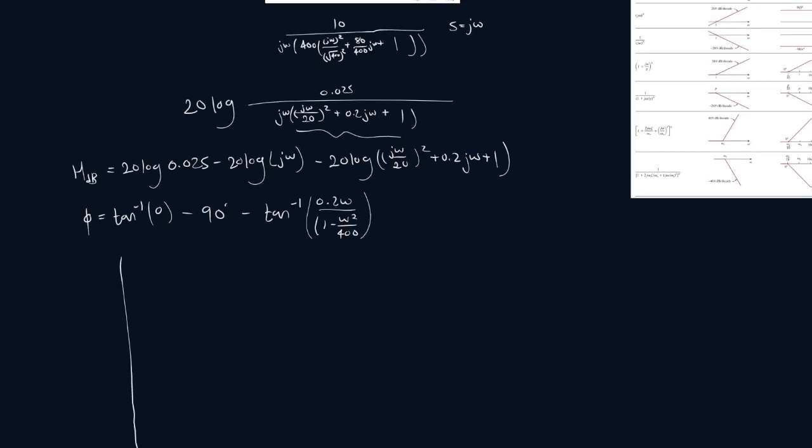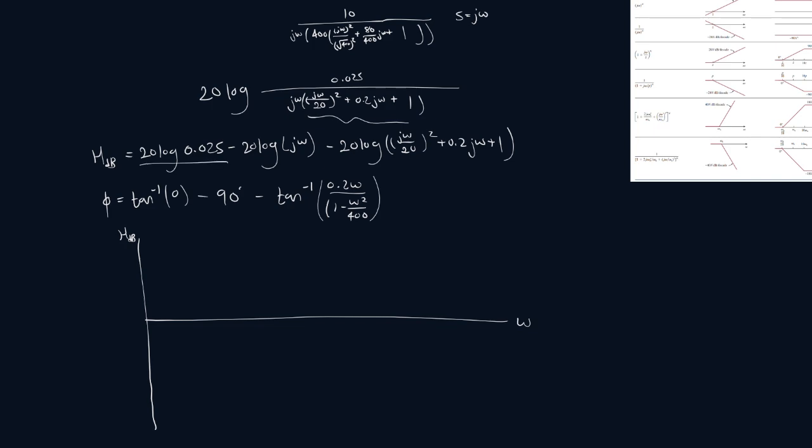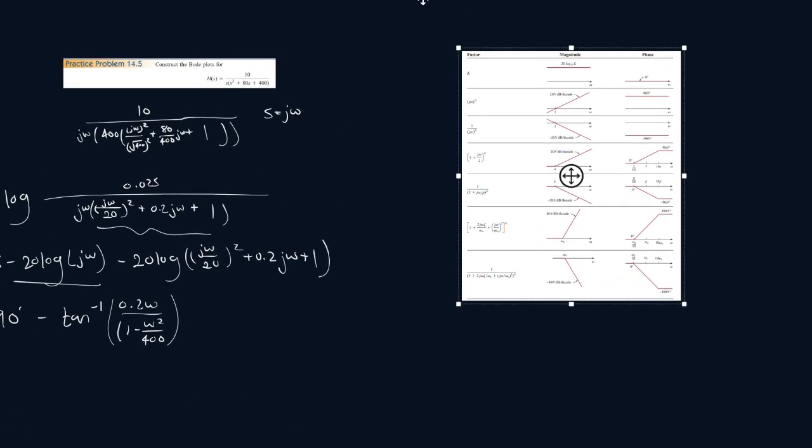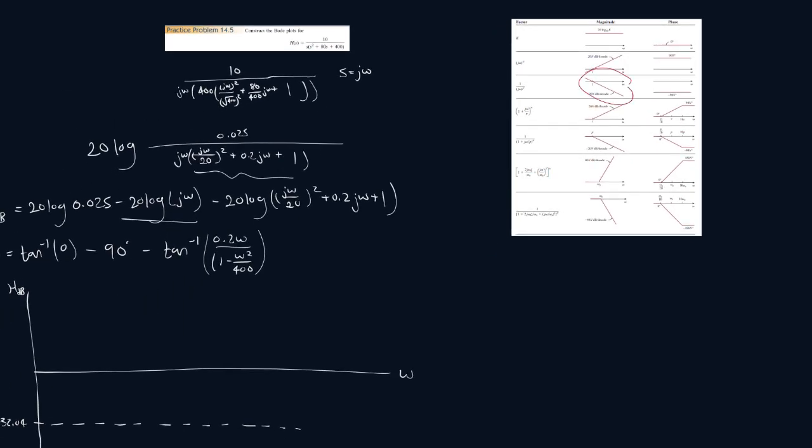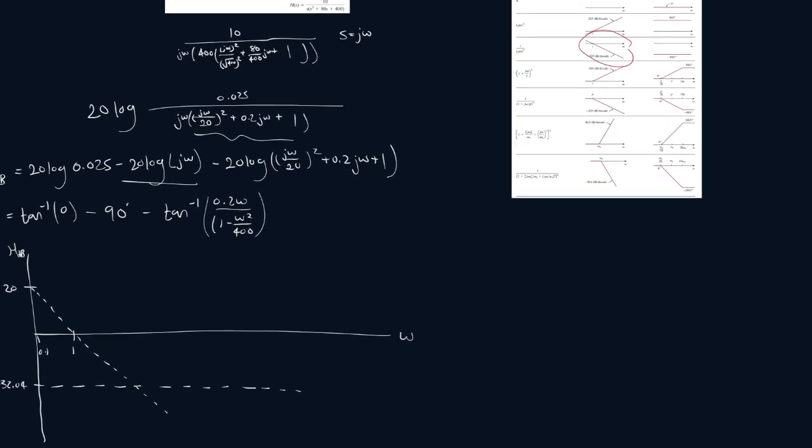Okay, so for the first one, it's going to be the dB and then omega here. Let's first get this one: 20 log 0.025, that's minus 32.04. Alright, there we go. Now we have minus 20 log jw. That matches this one because it's a negative value. And we're starting at 0.1. Oh yeah, and let me label these. So this is 20 log 0.025, and this is minus 20 log jw.